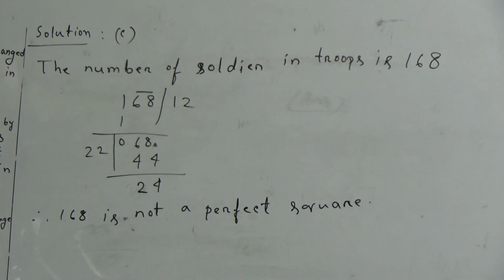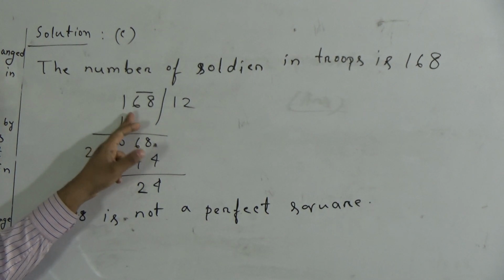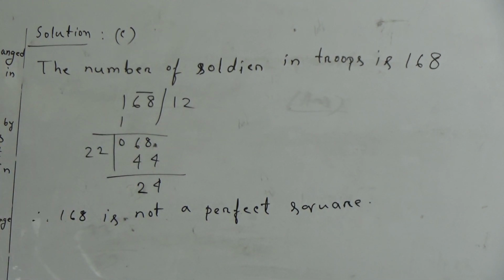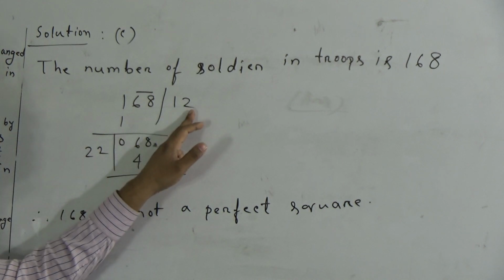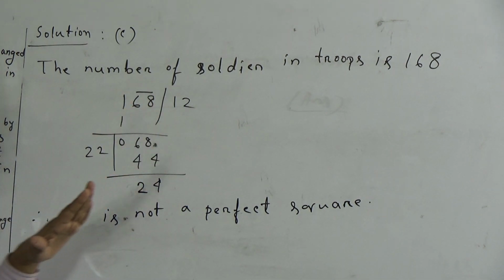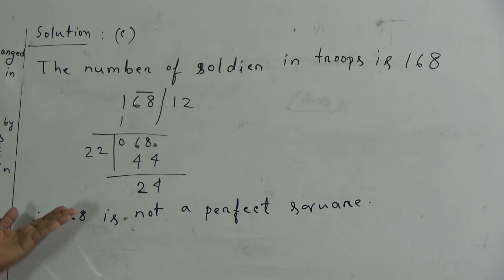Now we have to find out the perfect square next to 168, and it will be the square of 12 plus 1, that means 13 square. If we find out the square of 13, then we can get the perfect square next to 168. Then if we subtract 168 from 13 square, we can get how many soldiers we have to join in the troops so that the number of soldiers can be arranged in a square form.